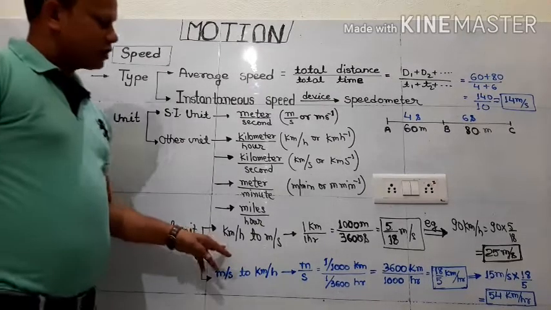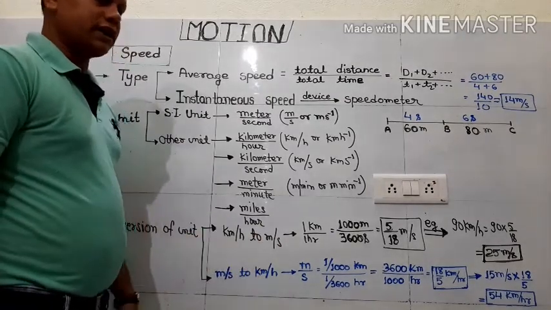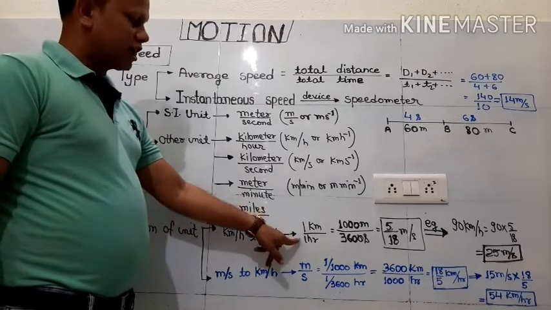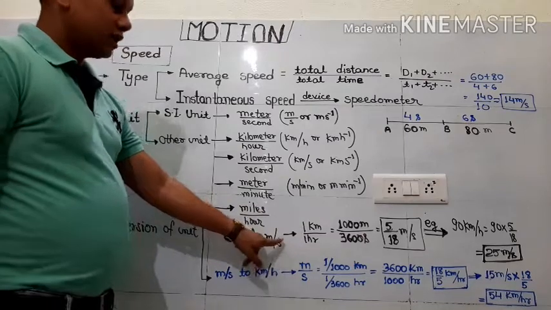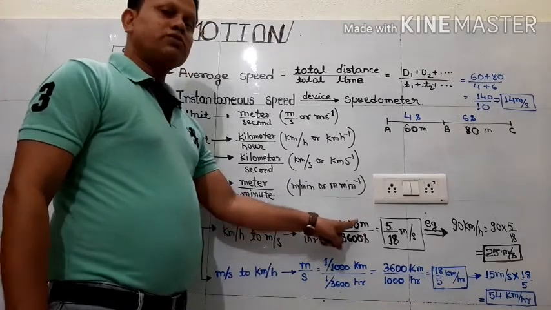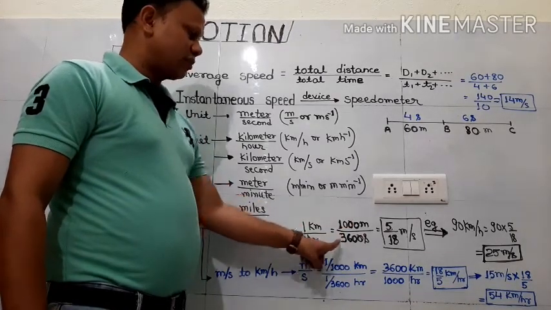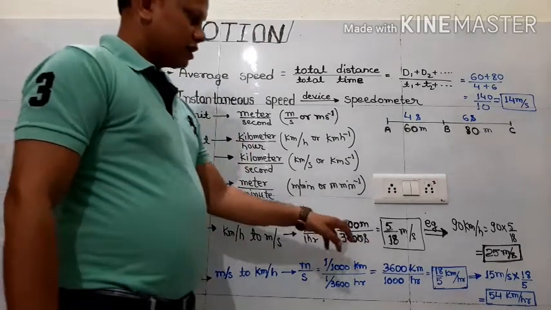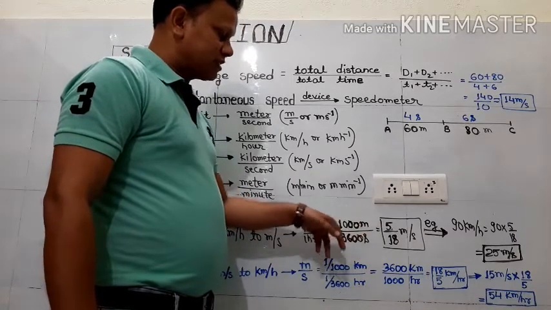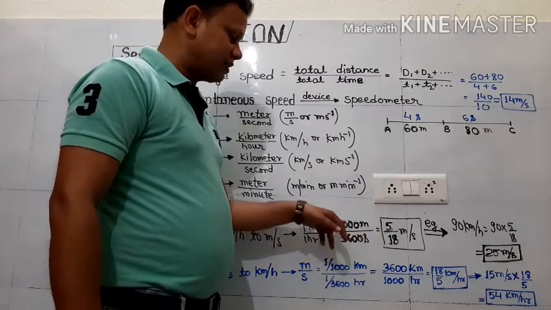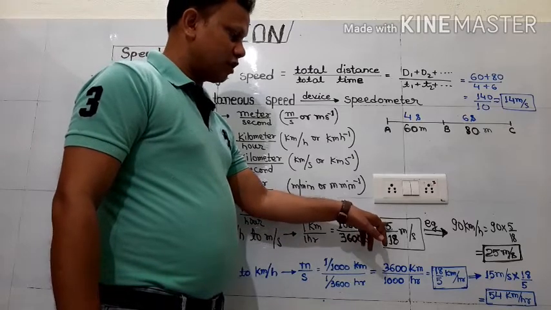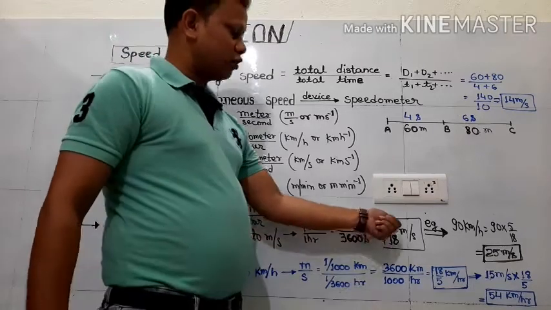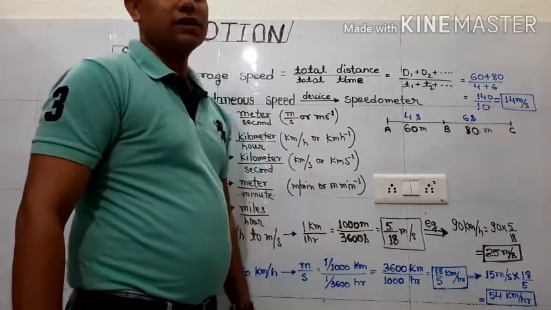So first, kilometer per hour to meter per second. How can we get a conversion factor? Kilometer per hour can be written as 1 kilometer by 1 hour. Now 1 kilometer is 1000 meter, and 1 hour is 3600 seconds, because 1 hour has 3600 seconds. When we simplify this, we get 5 by 18. That means 1 kilometer per hour is equivalent to 5 by 18 meter per second.